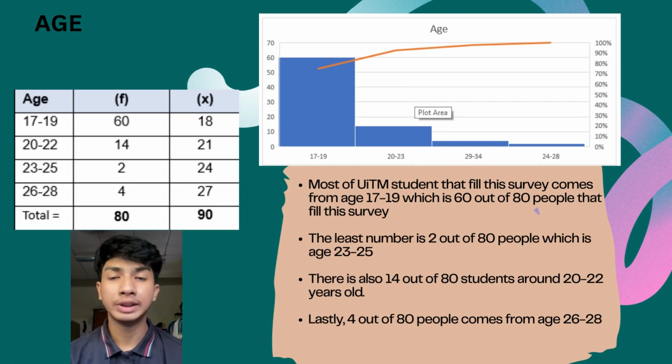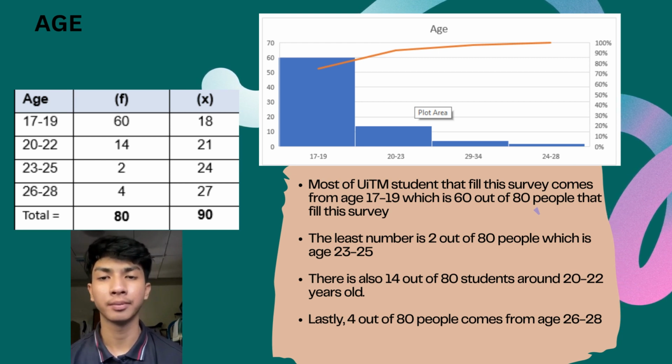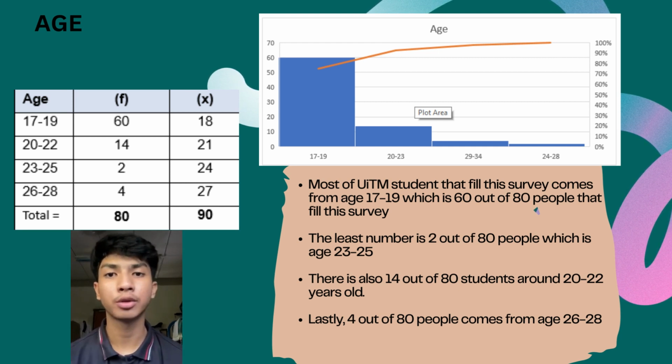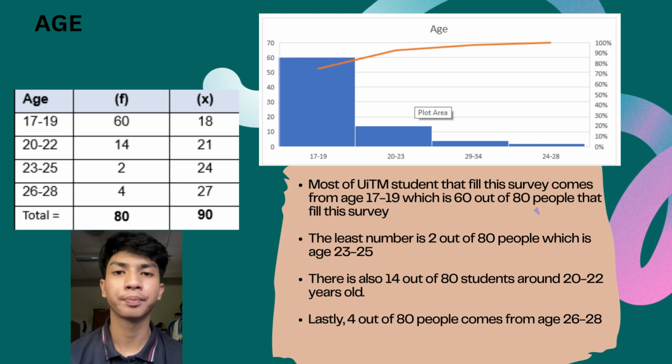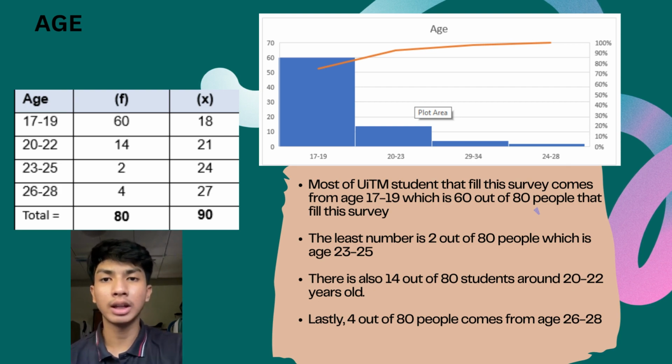Most of the UiTM students who filled in this survey come from age 17 till 19, which is 60 out of 80 people. The least number is 2 out of 80 people, which is age 23 till 25. There are also 14 out of 80 students around 20 till 22 years old. Lastly, 4 out of 80 people come from age 26 till 28 years old.